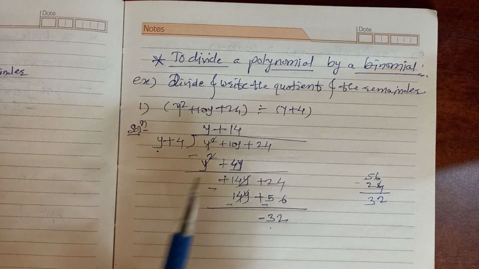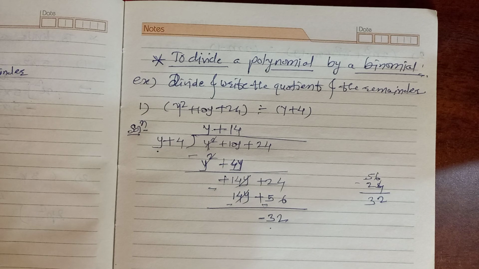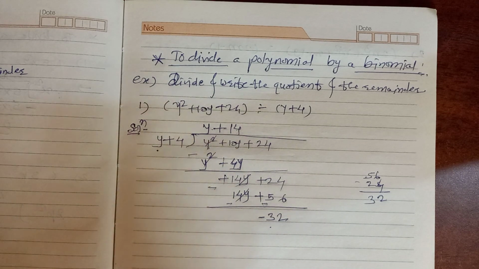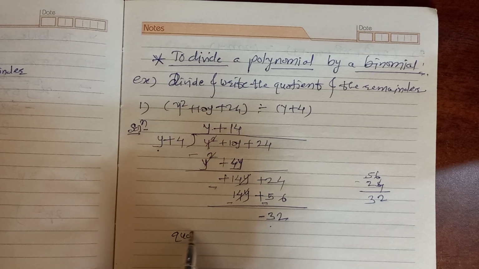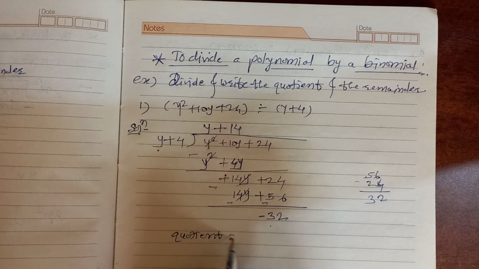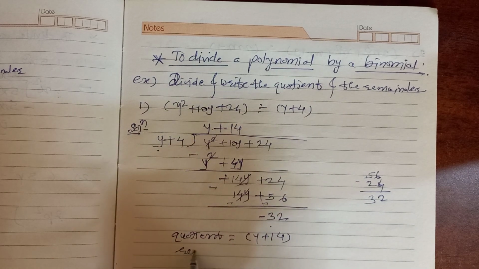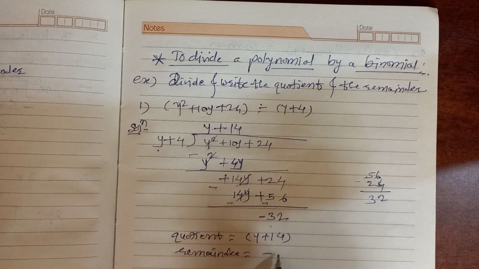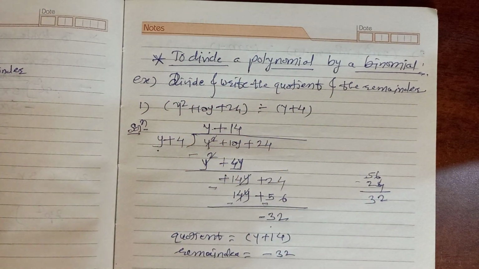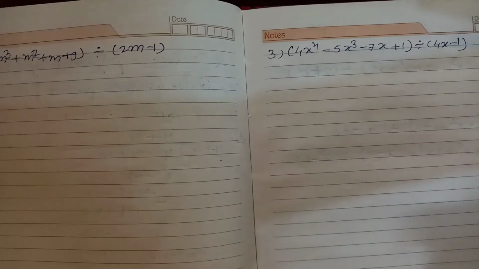Before this you studied dividing by a monomial, at that time the remainder came 0. But here it does not come 0. So keep this one as it is. Means your answer is what? Quotient. Your quotient is what? y plus 14. And remainder is what? Minus 32. This is your answer. I think you understood. We'll see two more examples. See carefully all examples. Now we'll see the second example.